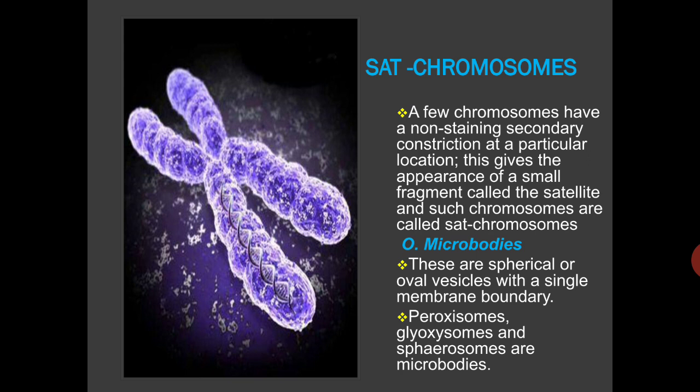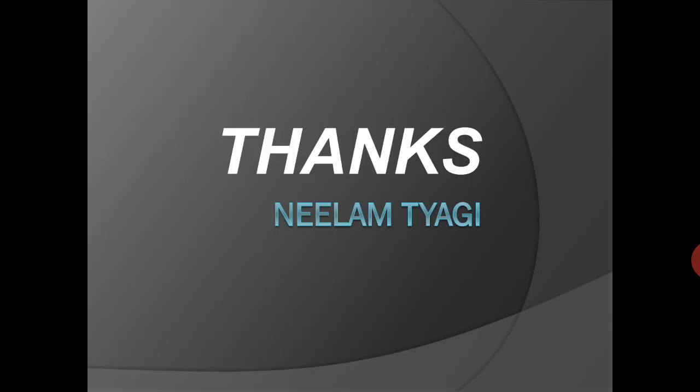Apart from all these organelles, some microbodies are also present in the cytoplasm, which are spherical and oval vesicles with a single membrane boundary. For example, peroxisomes, glyoxysomes and spherosomes are very common microbodies present in the cytoplasm. So this is all about the cellular organelles.